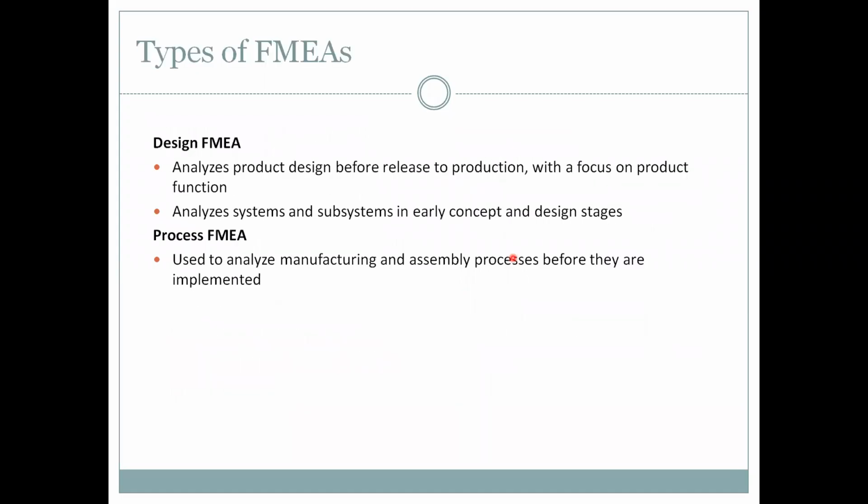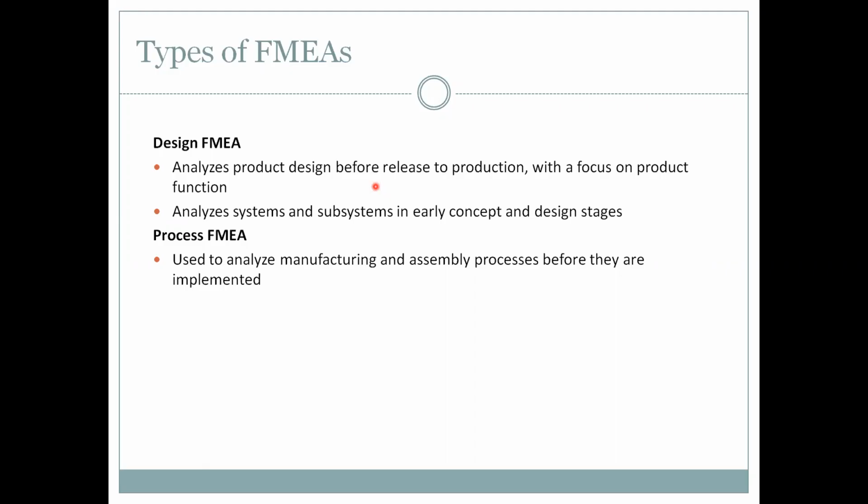There are two types of FMEA possible. The first one is the design FMEA. The design FMEA is done when we are analyzing a particular product design before releasing it to production. That means we have made a design and it has been approved, but before it is taken to production, we do an FMEA to see whether there are any deficiencies in the design that can lead to failure at a later stage. That is the design FMEA.